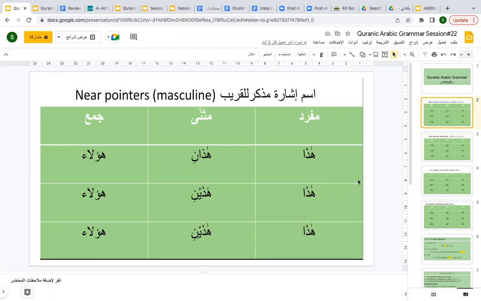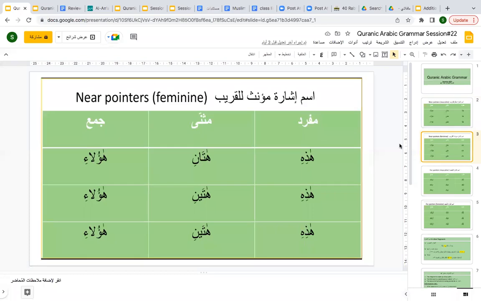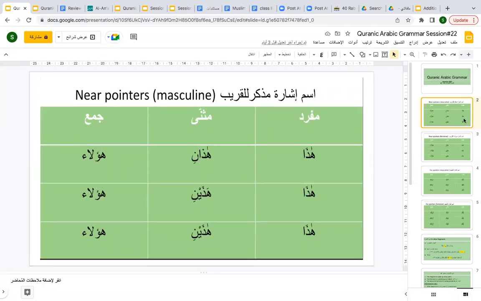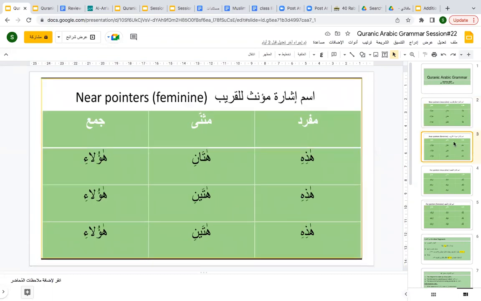So let's see the feminine table. Is haza a near pointer or a far pointer? It's written on the slide as well, so it's a near pointer. Keep that in mind. In English, it is this. This means these two, and this means these three or more. Everyone with me so far? Alhamdulillah. So let's ask Sister Sabra to unmute herself and recite this table for us.